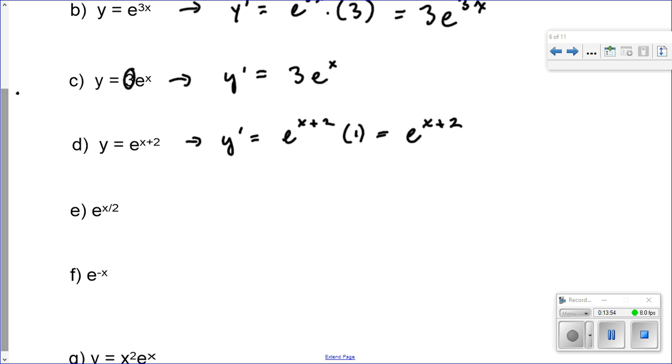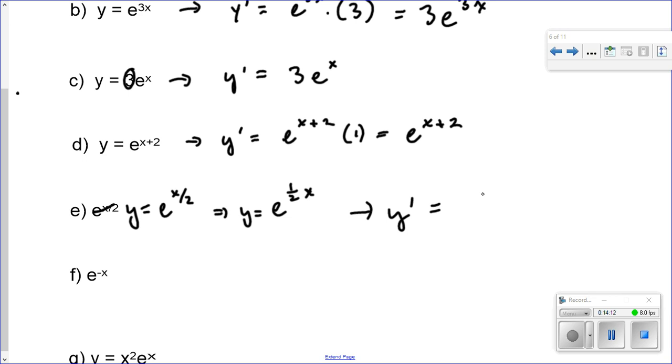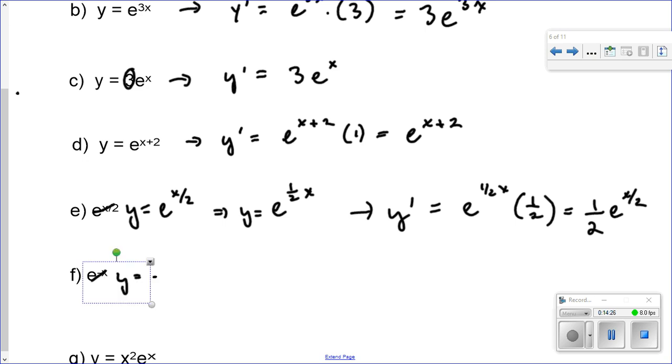Okay, what about this function? y equals e to the x over 2. Well, that's the same as y equals e to the 1/2 x. So my derivative then would be e to the 1/2 x multiplied by the derivative of 1/2 x. Okay, what happens when it's y equals e to the negative x?